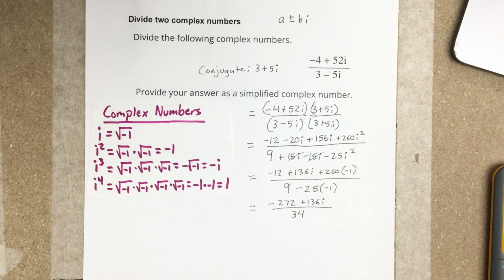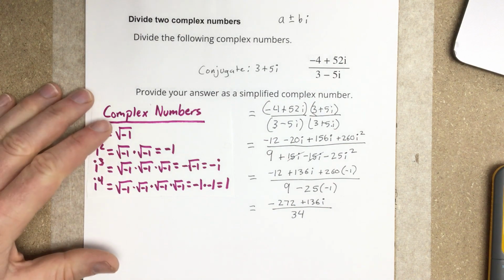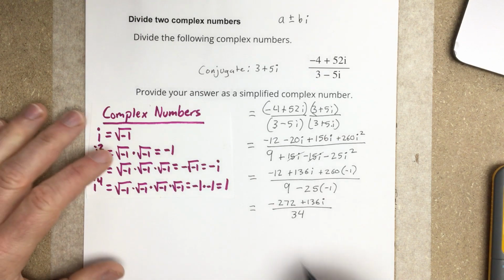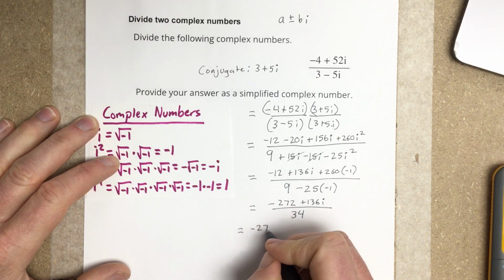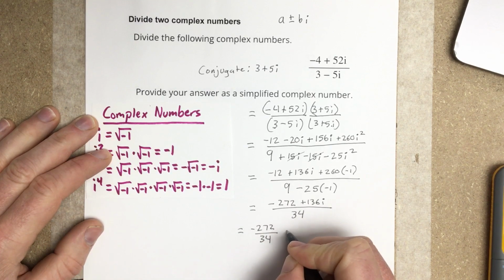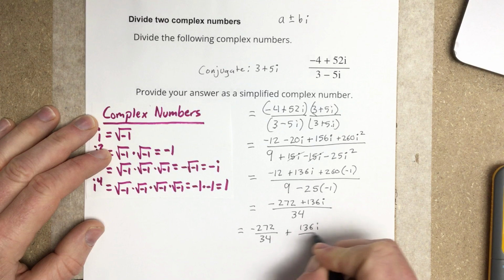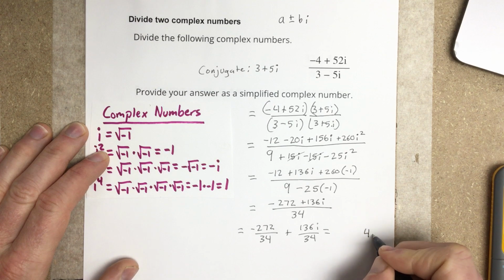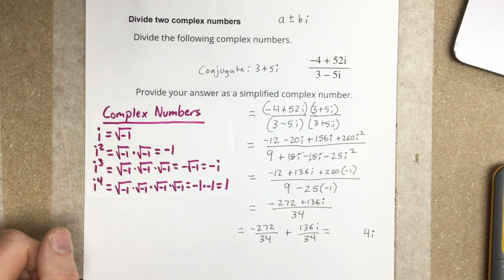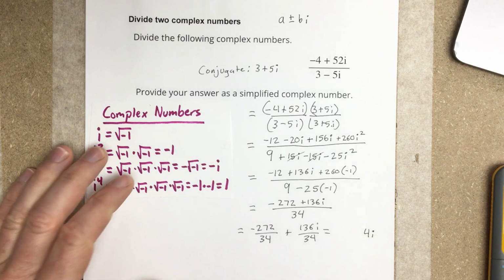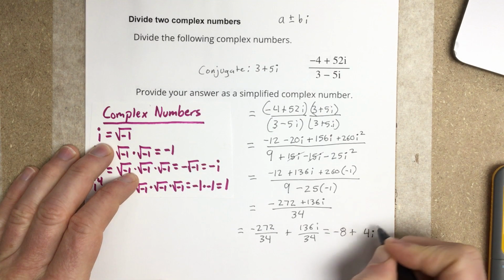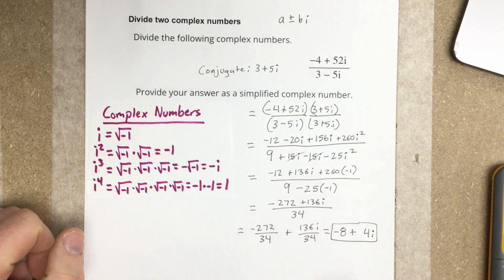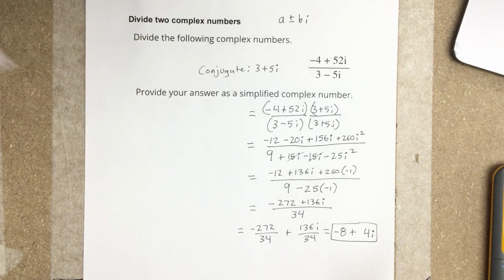Now I should be able to do some simplification here. So if I take 136 divided by 34, I get 4. So I'm going to split this into negative 272 over 34 plus 136i over 34. And these both reduce: I have 4i here, and negative 272 divided by 34 is negative 8. So I have negative 8 plus 4i, which you can see now we are in our a plus or minus bi form, complex number form. Let's do a second example here.